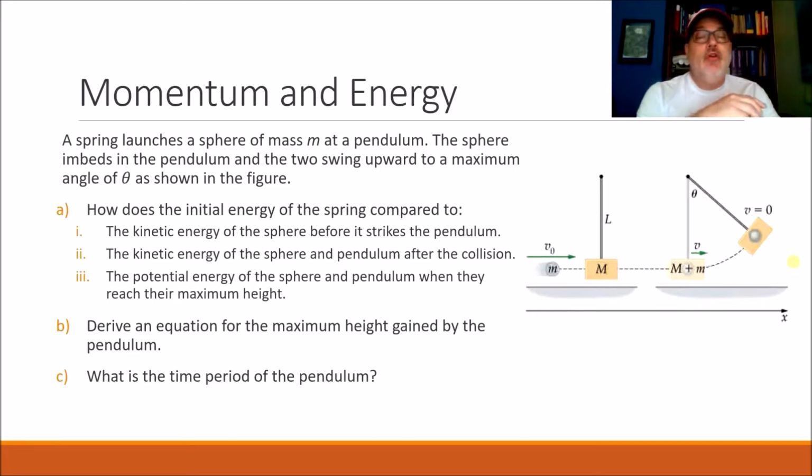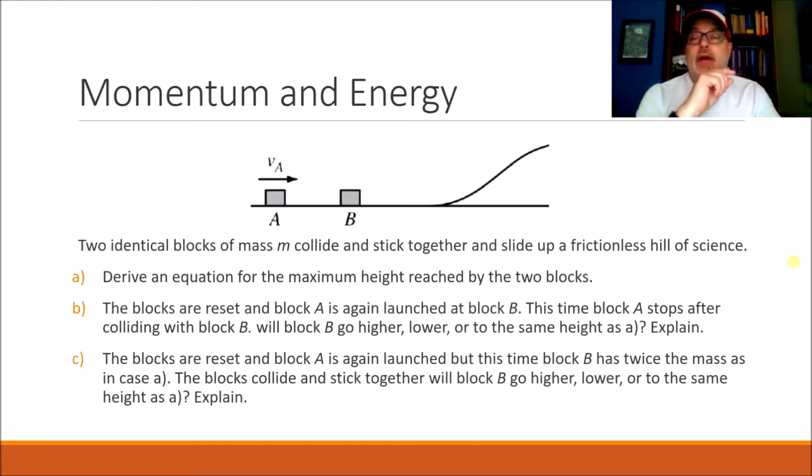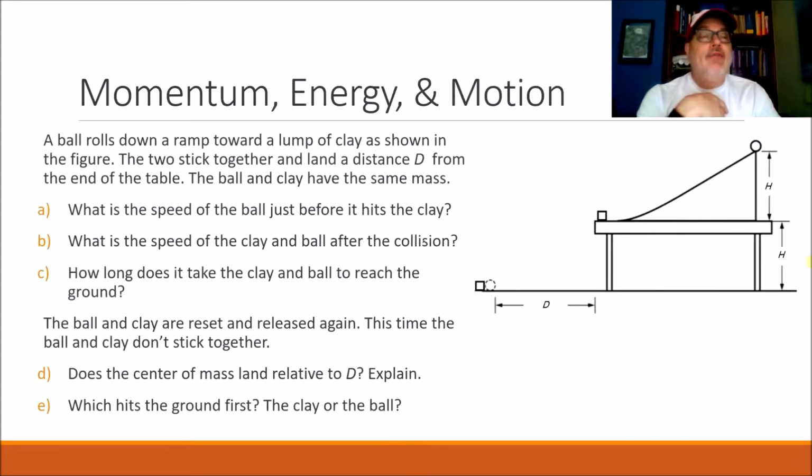This thing right here is called a ballistic pendulum. A ball is shot into a pendulum. They stick together and then the pendulum swings upward. In this one we have a collision and then these two blocks slide up this hill. And in our last one, we have a ball that rolls down, collides, and then they go off together and land on the ground. So you can see some 2D motion in this one.